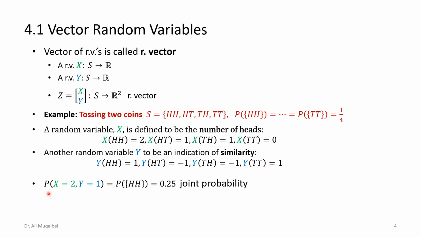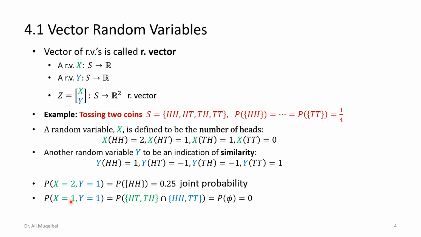Now, if we are asked about a joint event, the probability that x equal to 2 and y equal to 1, that represents the probability of head-head, which is of course 0.25 or 1/4 of the possible events. We can also say, for example, the probability of the joint x equal to 1 and y equal to 1.